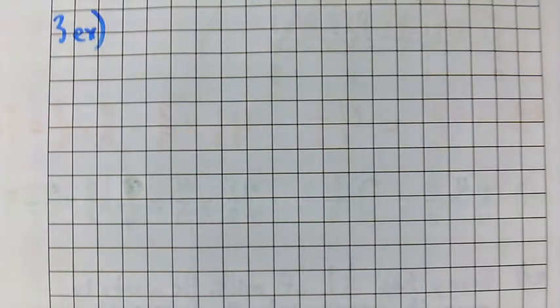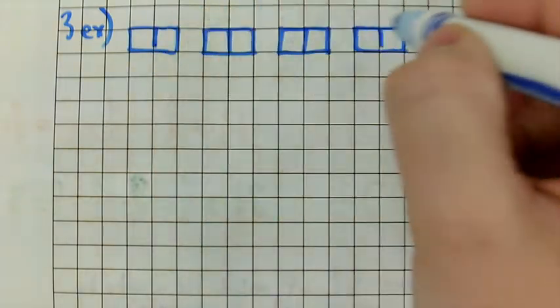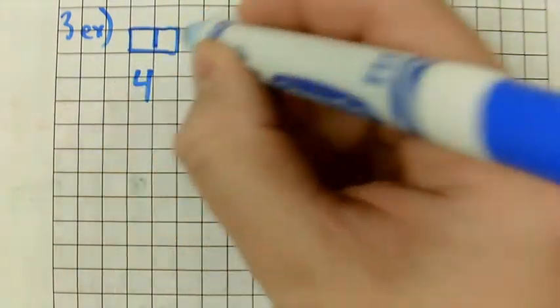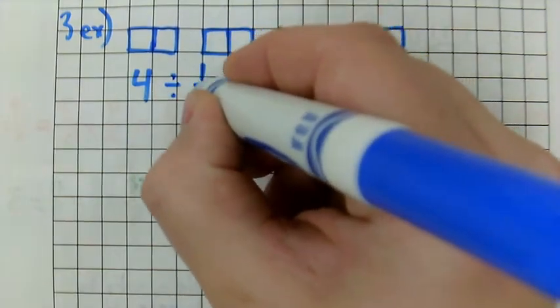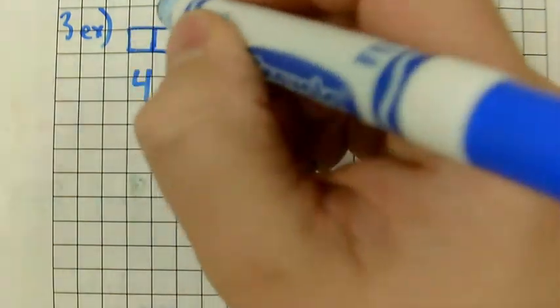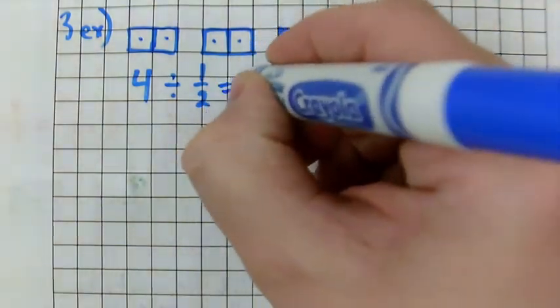Let's do some examples similar to questions you'll see on your assignment. So question 3 says, use each picture to find a quotient. Write the division equation each time. So here's a picture. We have 4 pieces here. They're broken up into halves, right? So it's divided by half. 4 divided by half would be how many? 1, 2, 3, 4, 5, 6, 7, 8. And there's our equation.